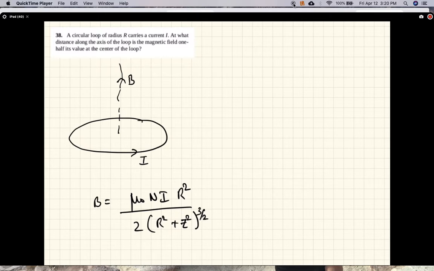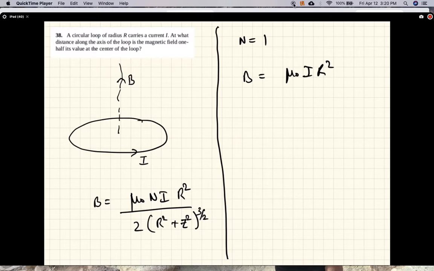Now, what they're asking for is at the center of the loop. At the center, n is 1 for us. There's only one turn in the loop. And so our expression is B equals mu naught I r squared over 2 (r squared plus z squared) to the power of 3/2. At the center of the loop, the z coordinate, which is the axial coordinate, is equal to 0.